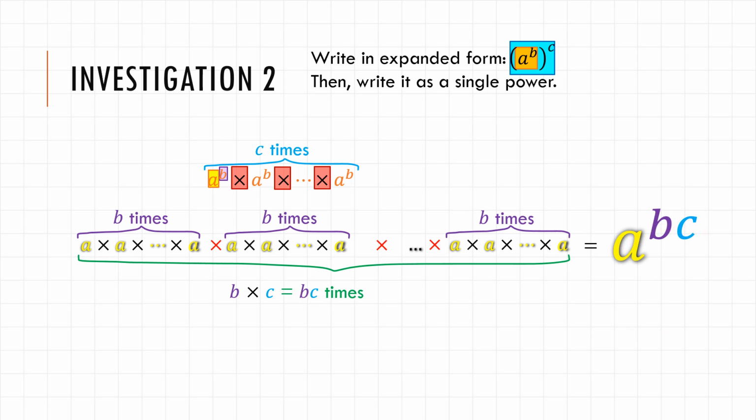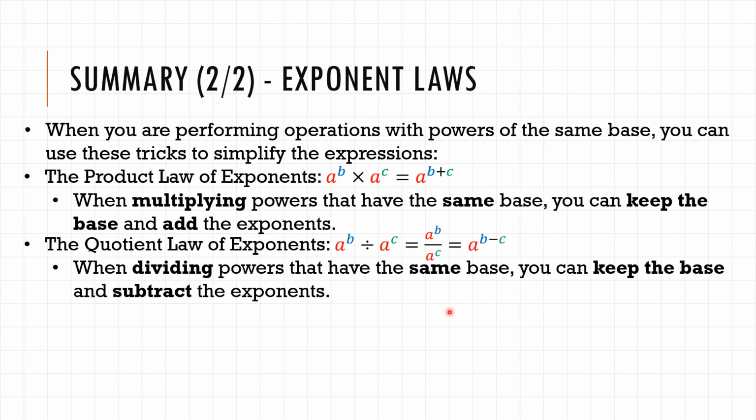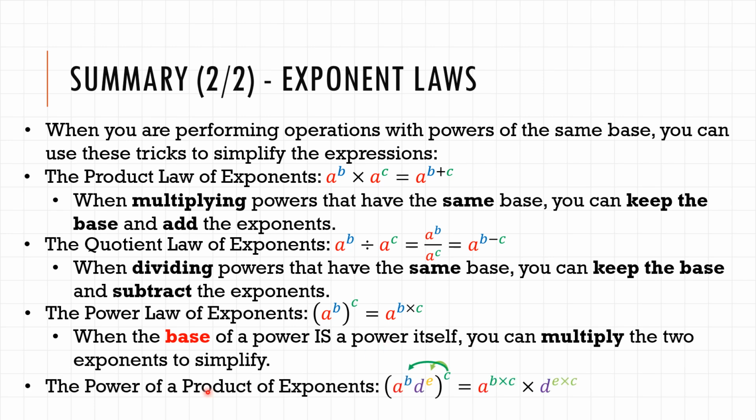This is something called the power law of exponents. So the third law that we've learned today is the power law of exponents. When you have a power of a power, simply multiply their exponents together to simplify that. There's one more law that I'll ask you to keep in mind as you go through this topic and as you encounter it more and more, and that is the power of a product of exponents. So just going back a second, the power law of exponents is when the base of a power is a power by itself. You multiply those two.